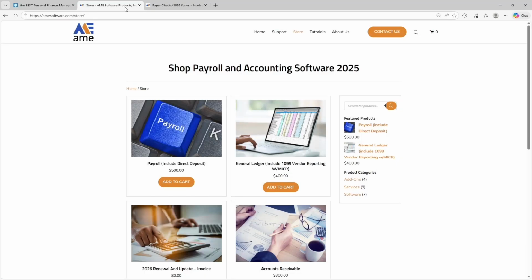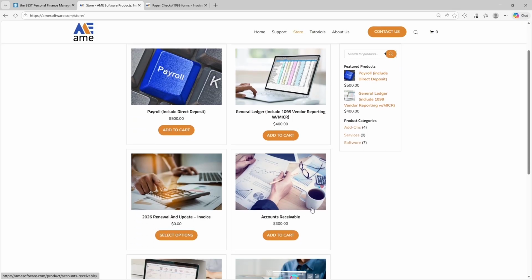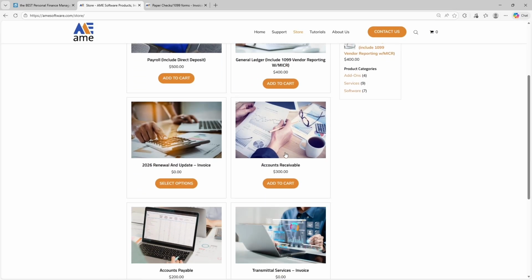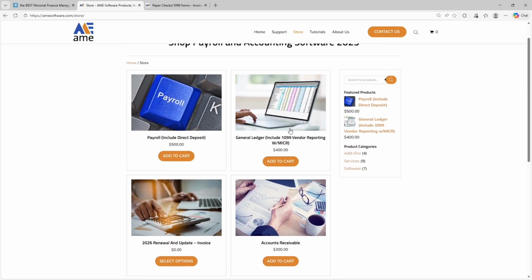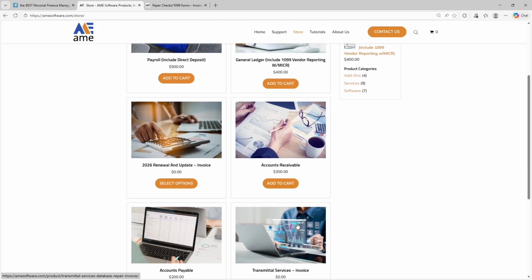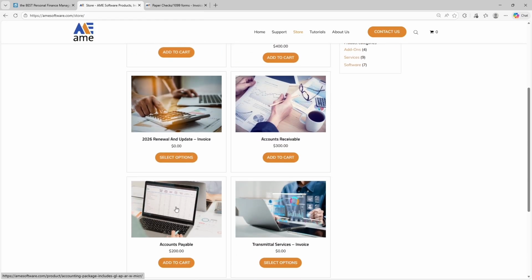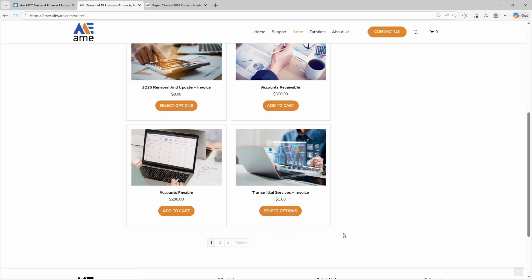Instead of a single bundled price, AME uses a modular pay for what you need pricing structure. Core accounting components like the general ledger, accounts receivable, accounts payable, payroll, and reporting tools are purchased separately. For example, the general ledger module is priced around $400. Payroll with direct deposit is roughly $500. Accounts payable is around $200, and additional services like electronic filing, network access, or 1099 reporting are priced individually.